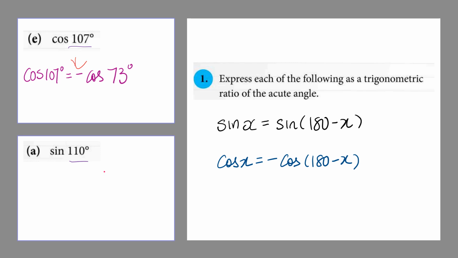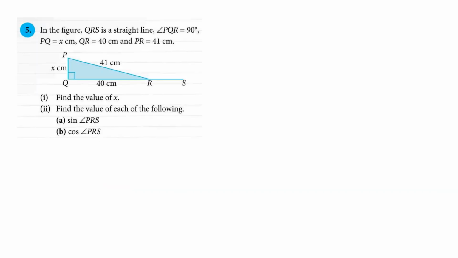Okay, that's for cosine. You must have a negative there. How about for sine? Yes, sine 110 will be equal to sine 70. How do you get 70? You just take 180 minus 110, and that gives you 70 degrees.